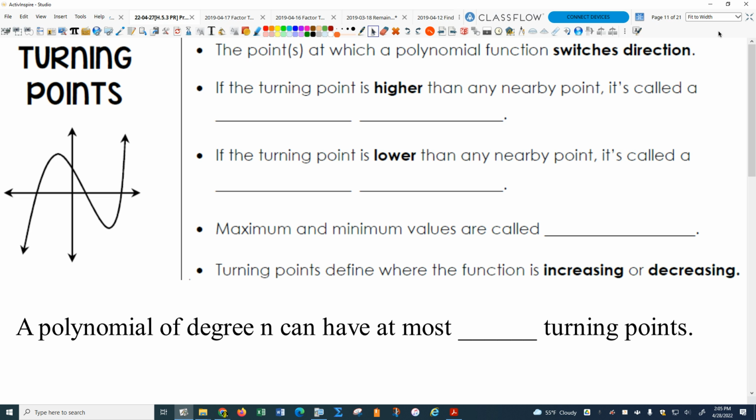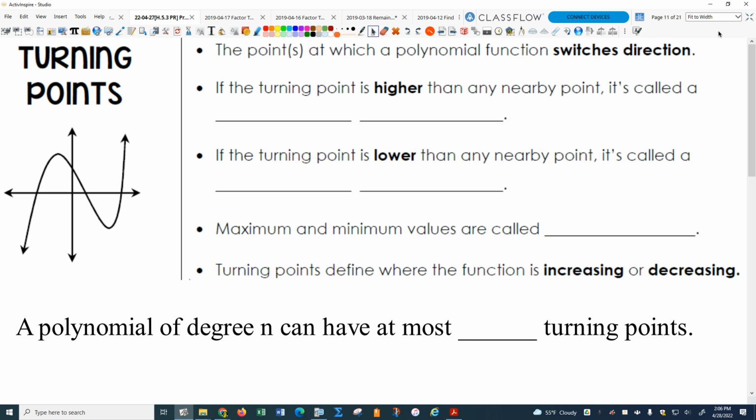When we talk about the graph of a function, the turning points are the places where it turns from increasing to decreasing or decreasing to increasing, right? So here's an example of a turning point. There are a couple of ways you can think about this. If we know what an increasing function is, right? An increasing function is one where if you're moving in the positive x direction, you're moving uphill along the graph.